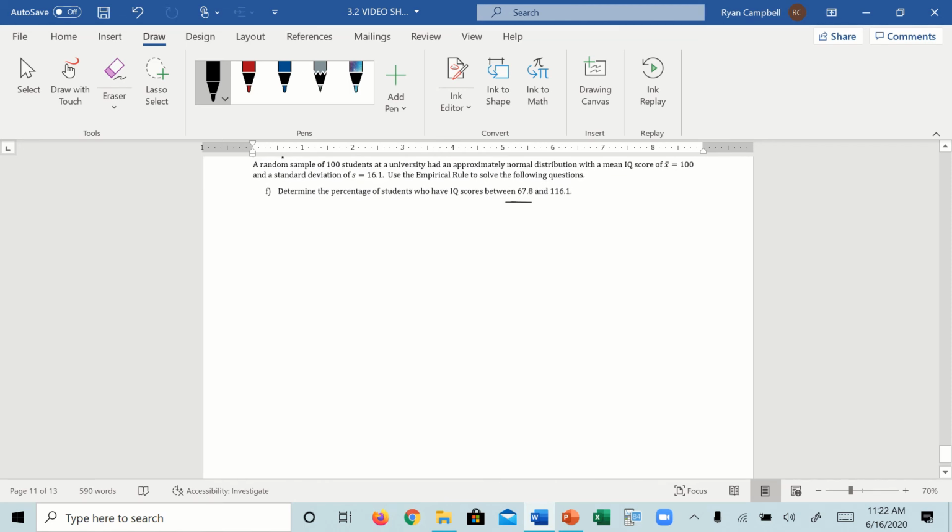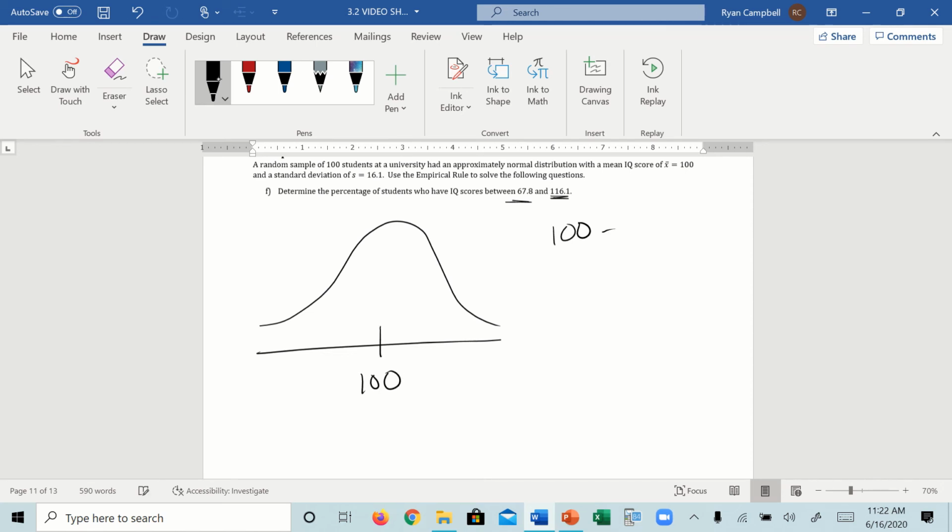All right, so now we're between 67.8 and 116.1. So we get 100. We can look on the bottom side, right? 100 minus 16.1. We already know that's not the right answer, because that was 83.9. So let's subtract another 16.1. And there we go. 2 standard deviations below, 67.8.